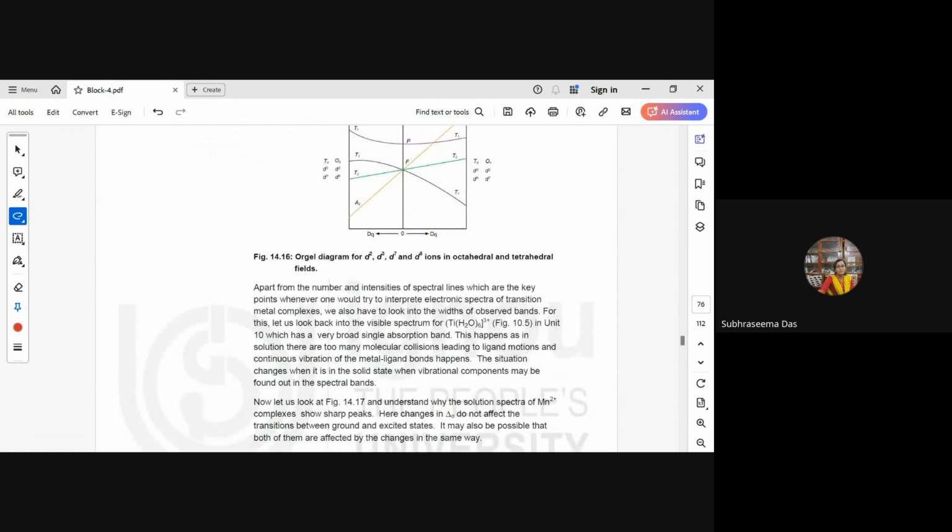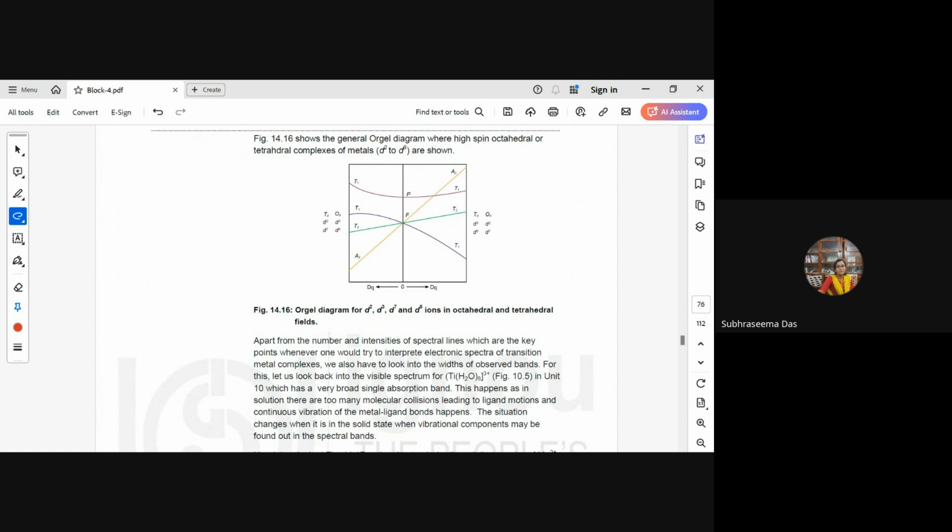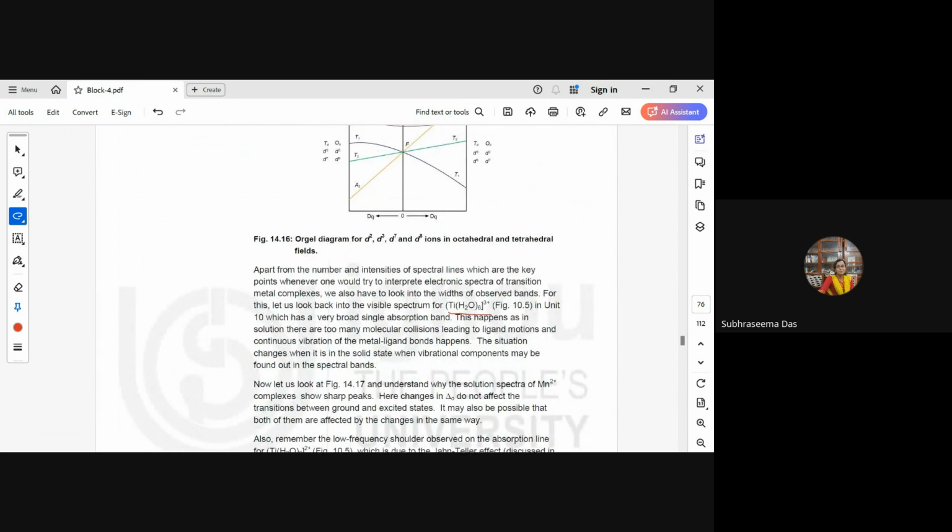Now, apart from their intensities, for the interpretation of the spectra we have to look into the widths of the bands that are observed. Since we were talking about Ti(H2O)6 3+, we know it has a very broad single absorption band, because firstly there is a d-d transition occurring here, and as such they are very weak transitions. Because of this, the UV spectrum of Ti(H2O)6 3+ appears very broad in nature.